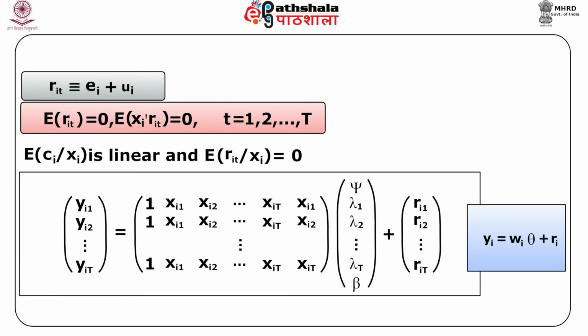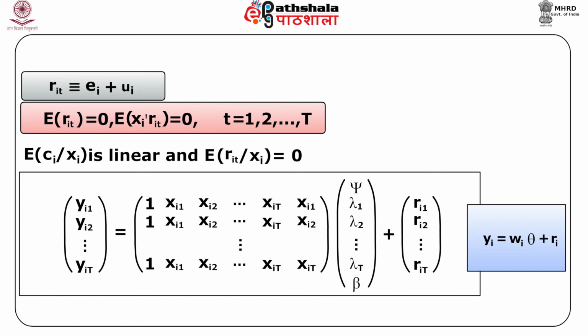In this, under the assumptions of fixed effects 1, the errors rit are equivalent to ei plus uit and satisfy expected value of rit equal to 0 and expected value of xi prime rit equal to 0 for all t ranging from 1 to capital T. This is our equation 18. However, unless we assume that the expected value of Ci given xi is linear, it is not the case that the expected value of rit given xi is equal to 0.